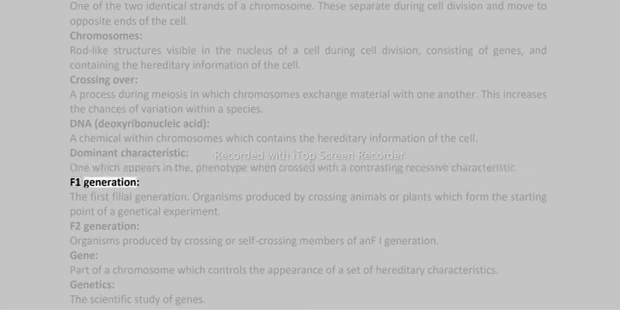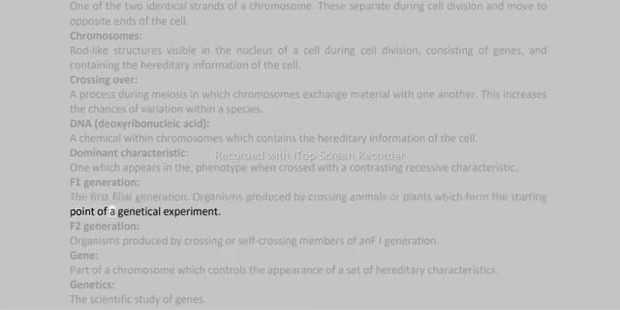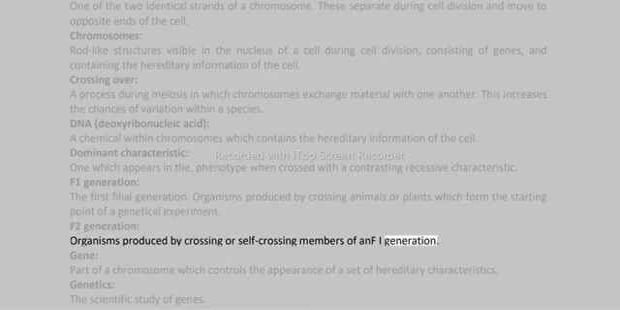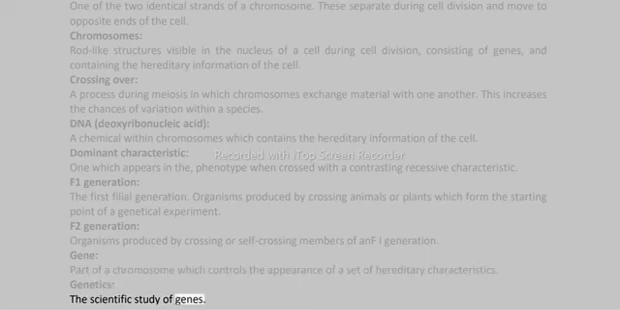F1 generation: the first filial generation. Organisms produced by crossing animals or plants which form the starting point of a genetical experiment. F2 generation: organisms produced by crossing or self-crossing members of an F1 generation. Gene: part of a chromosome which controls the appearance of a set of hereditary characteristics. Genetics: the scientific study of genes.